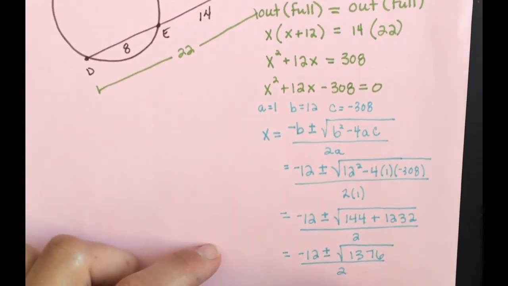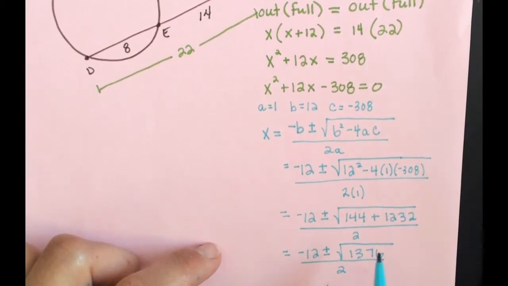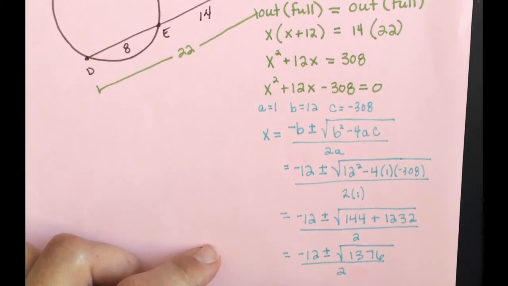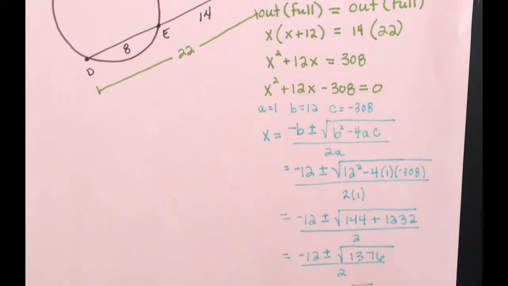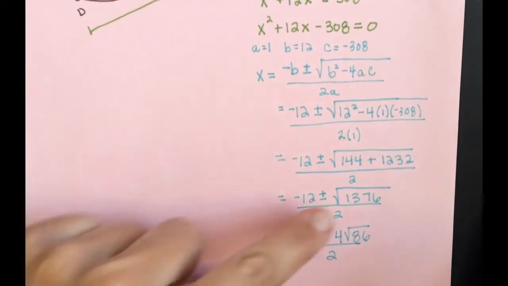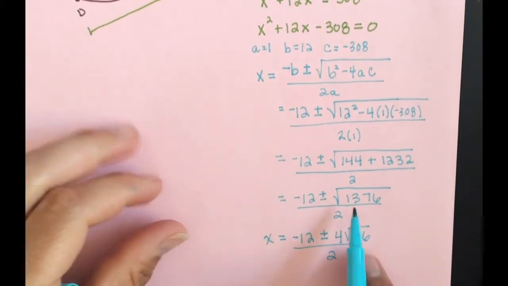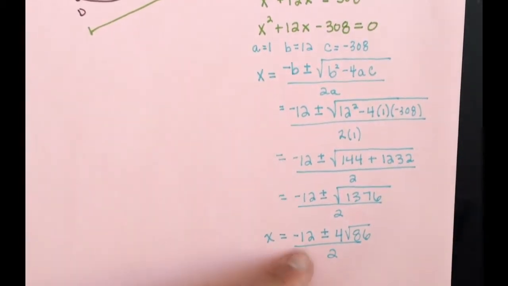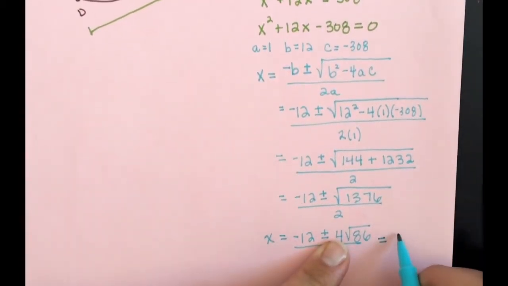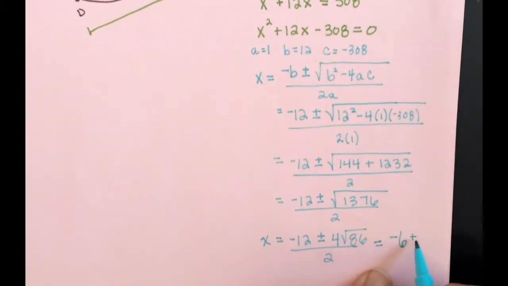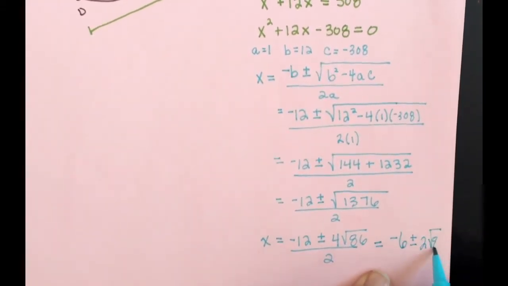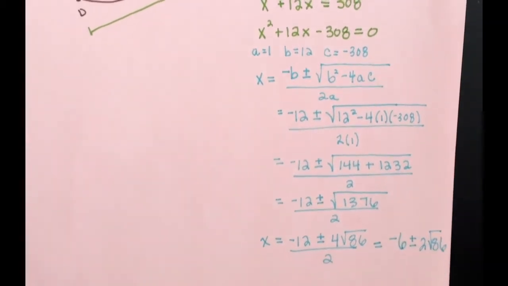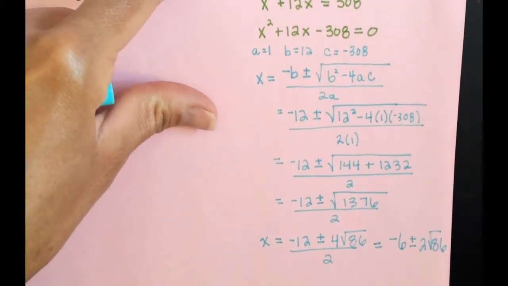So if I wanted the perfect answer, negative 12 plus or minus, this guy simplifies into 4 radical 86, divided by 2. Again, all I did was simplify. This was 16 times 86, so 4 radical 86. And I'm going to divide both values by 2, and I end up with negative 6 plus or minus 2 radical 86.